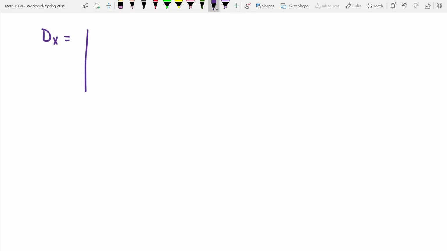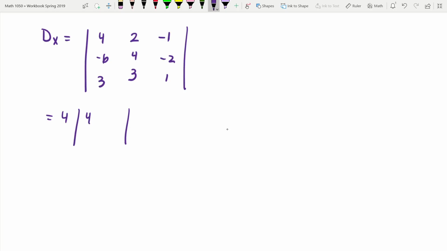Okay, to find the D sub x's, you change the x's. So the coefficients on the y stay the same. The coefficients on the z stay the same. The x's change to the right-hand side: 4, negative 6, 3. So you take your first number, which is a 4, get rid of the row, get rid of the column: 4, negative 2, 3, 1.